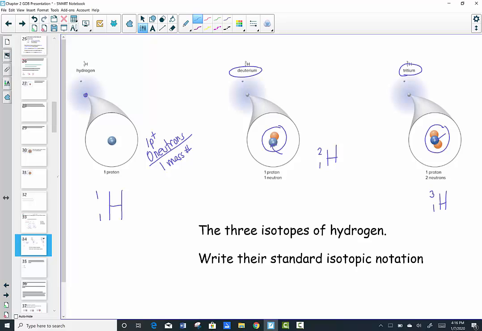They have the exact same proton number, and because they have 1 proton, you know they also have 1 electron, but they vary by the number of neutrons. The first had 0. The second had 1 neutron as pictured, and the last one had 2 neutrons. The only difference between them is the number of neutrons.